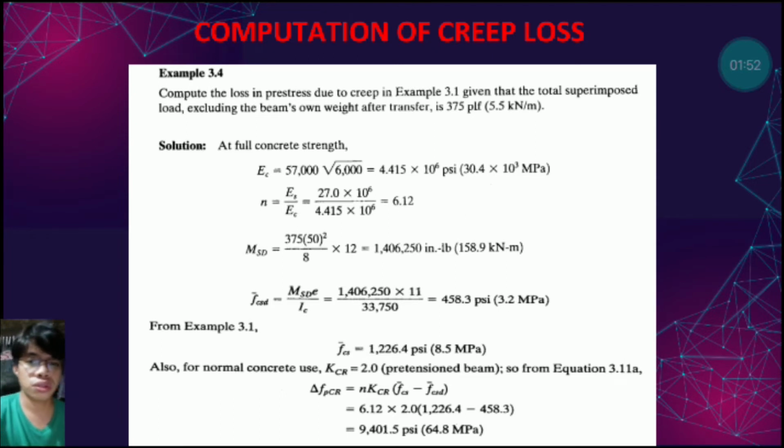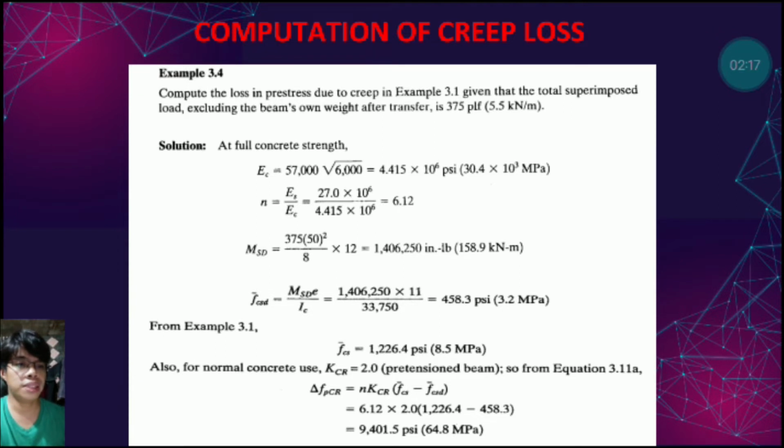Using those values to find our modular ratio n, 37 times 10 raised to 6 divided by 4.415 times 10 raised to 6, the result will be 6.12. To find f_cds bar, we have to find the result of the equation M_sd times e divided by I_c.